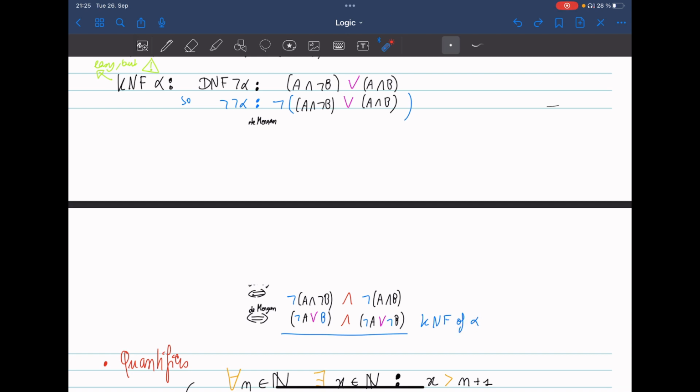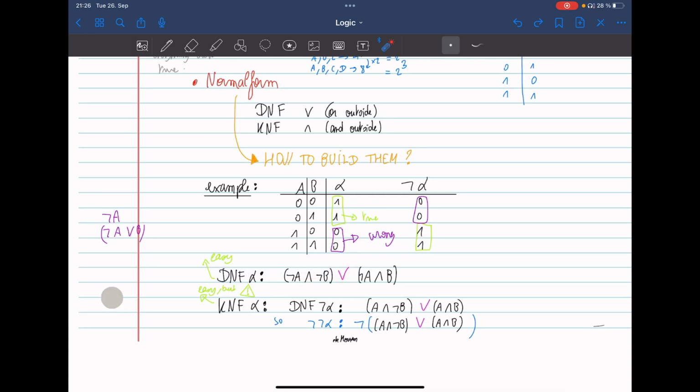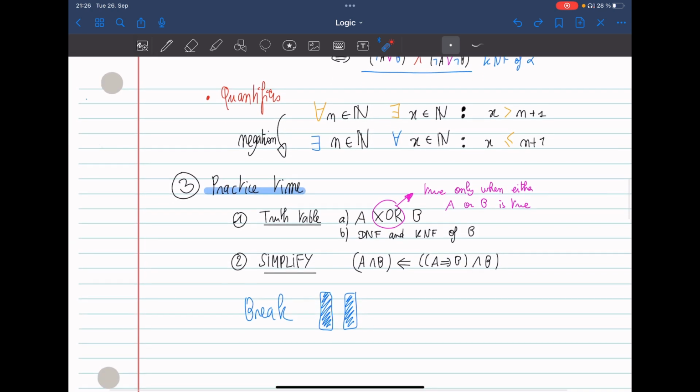So remember, conjunctive normal form means this symbol outside, and the other symbol inside. And here, disjunctive normal form means this symbol outside and this symbol inside. Now let's go for the quantifiers.